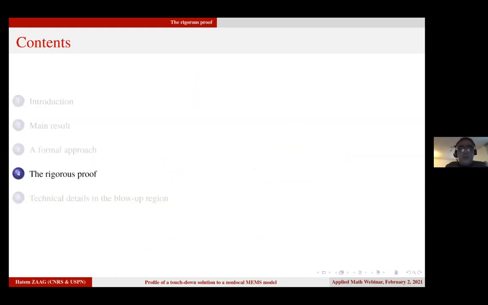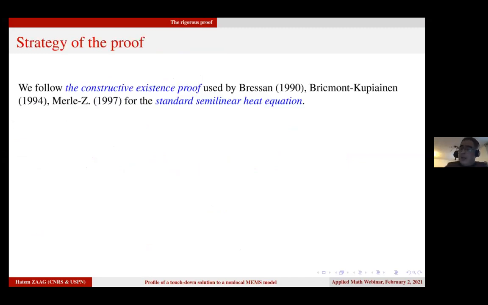Now I move to the rigorous proof. I hope I have time to mention something about it. Well, I will try. In fact, here we have a very robust method, which, up to my knowledge, goes back to Bressan in 1990, Bricmont and Kupiainen in 94. I also did it with Frank Merle in 1997, and there are many other papers that I will mention, in fact. This is at least for the standard semilinear heat equation.